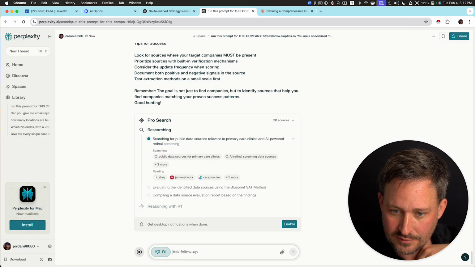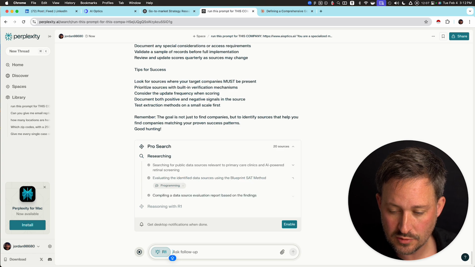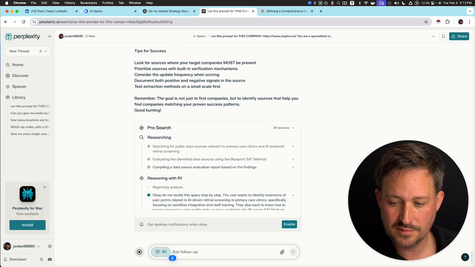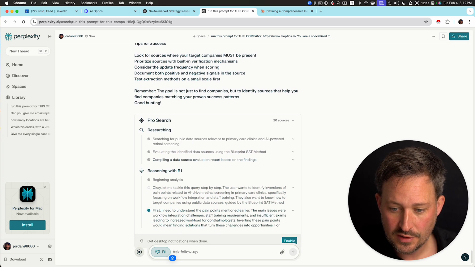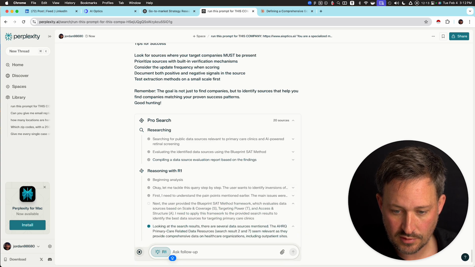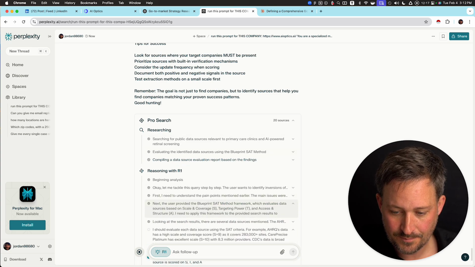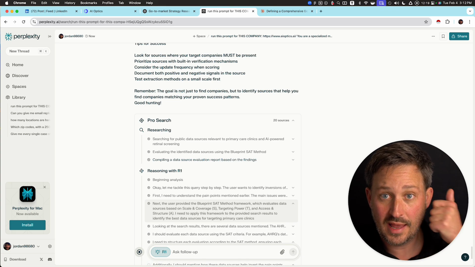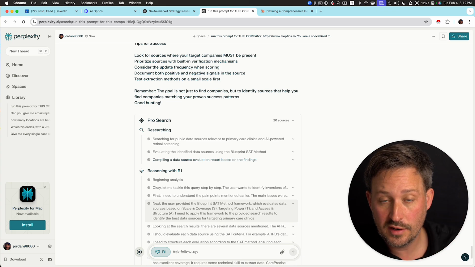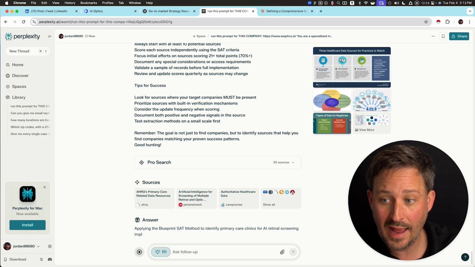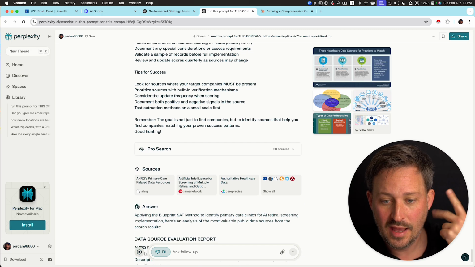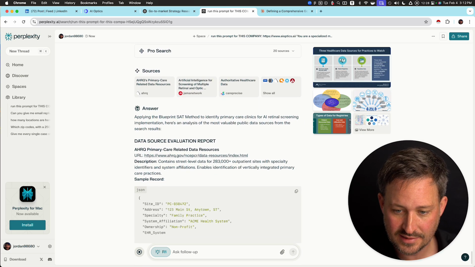Let's see where this is. So this is actually really fantastic. The fact that there's 20 sources. When I did this last time with ChatGPT, I think it found like 25 sources, and this is great. So scale, targeting power, and access. So these are the things that ask, hey, does this scale? Are there a lot of these? Targeting power, how accurate is this to the pain? And then access, how can I access it, right?